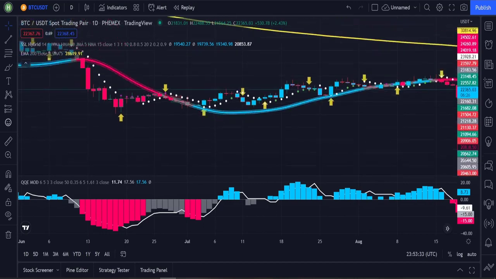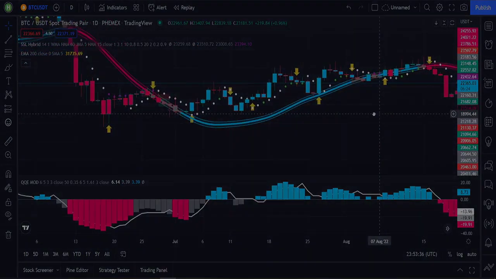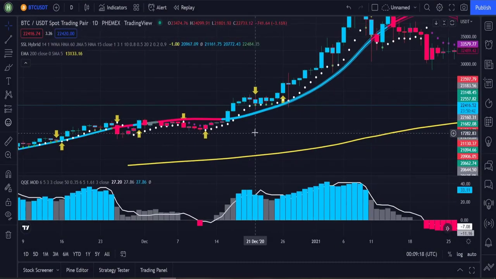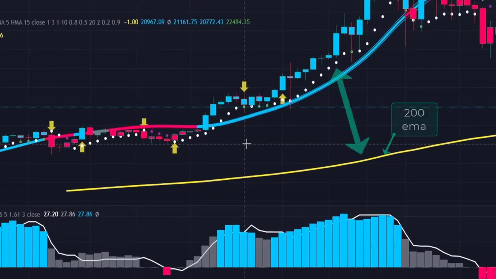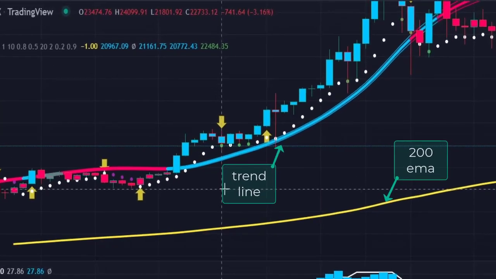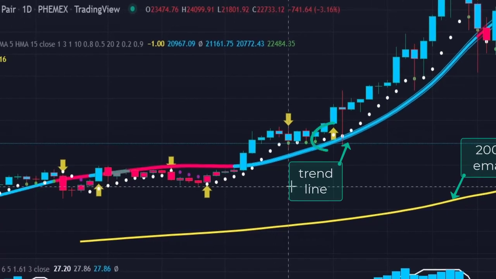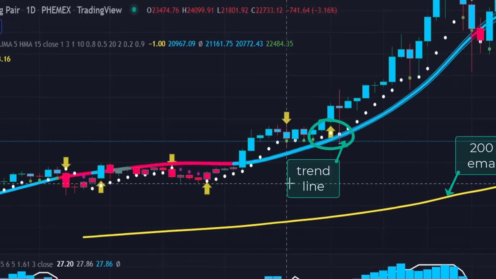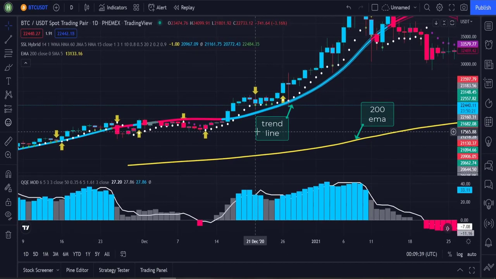First of all, we're going to look at the rules of this strategy for a long trade. Rule number 1, the price action needs to be above the 200 EMA, like it is here. Number 2, the trend line needs to be blue, and the price action also needs to be above the trend line, like it is right here. Number 3, we want to wait until we get a signal with an arrow. How cool is that? It doesn't get any easier than this. This indicator actually gives you an arrow when to get in.